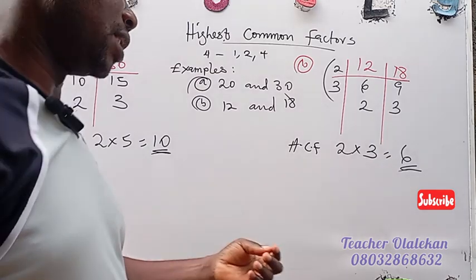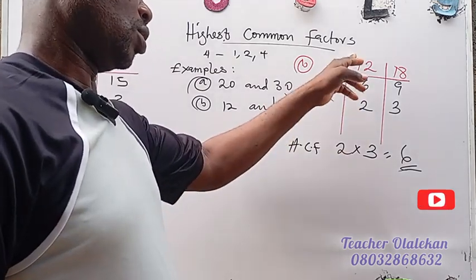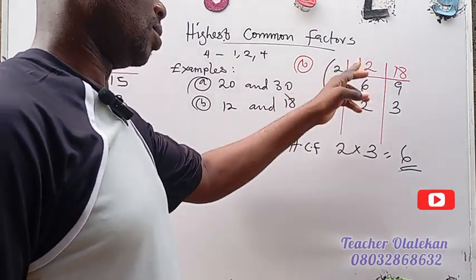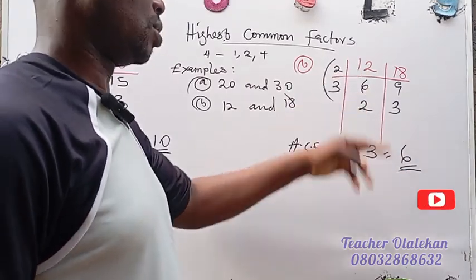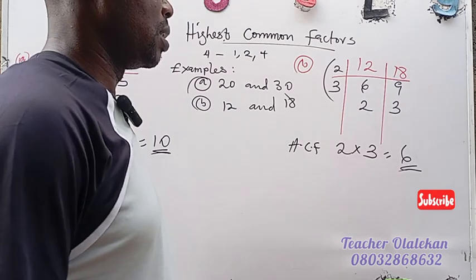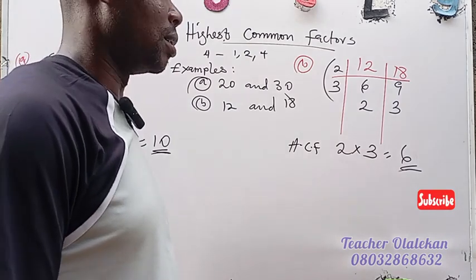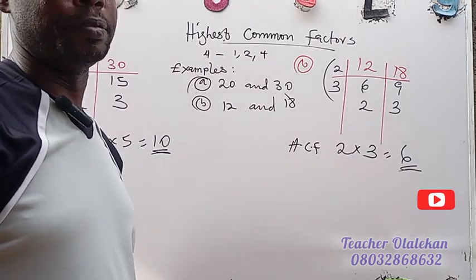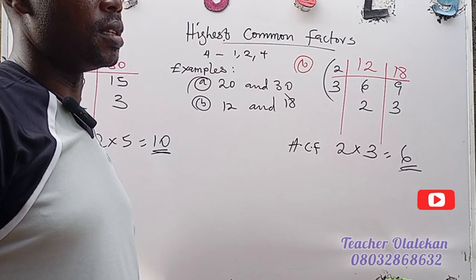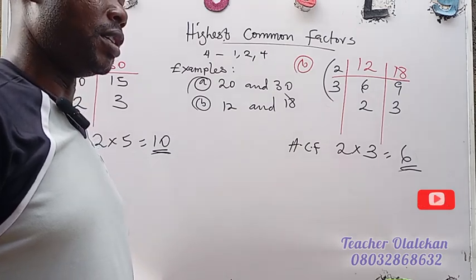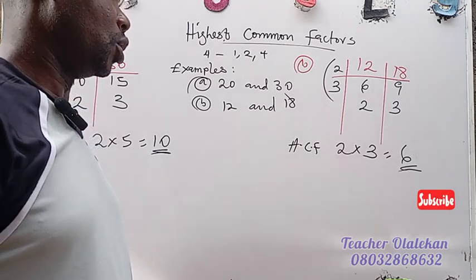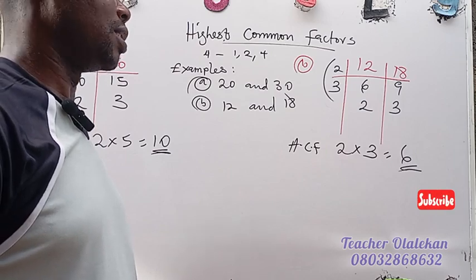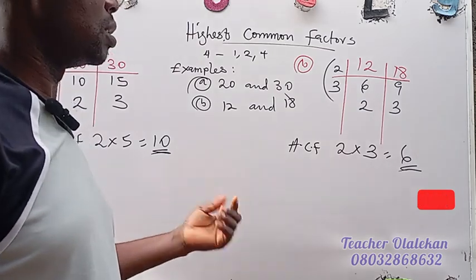And to check if the answer is correct or wrong, try to divide it. So 12 divided by 6, that's 2. And 18 divided by 6, that's 3. So this is how to find the HCF of numbers. Very easy and very fast. So this method is very easy and very fast.